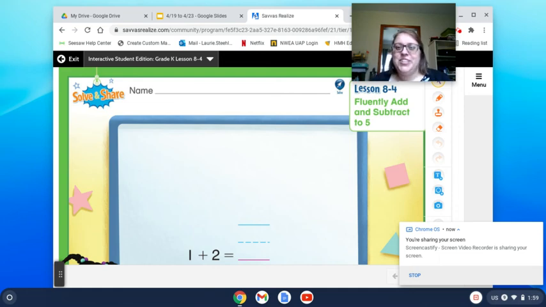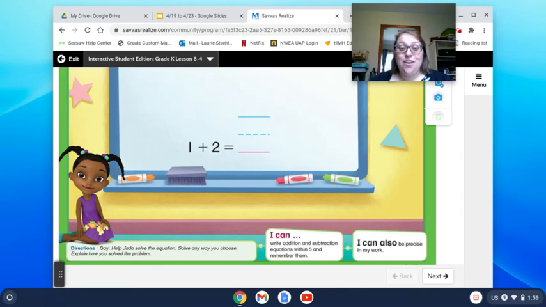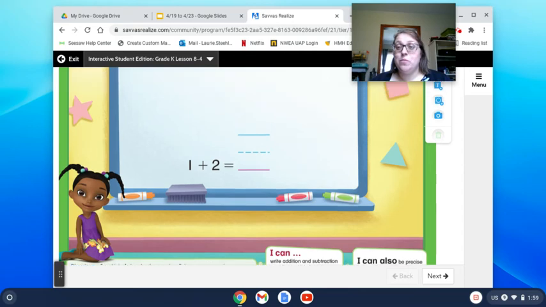This is our solving chair for lesson 8-4. Help Jada solve the equation. Solve any way you choose. Explain how you solve the problem.